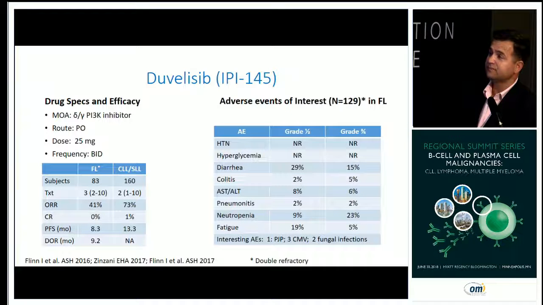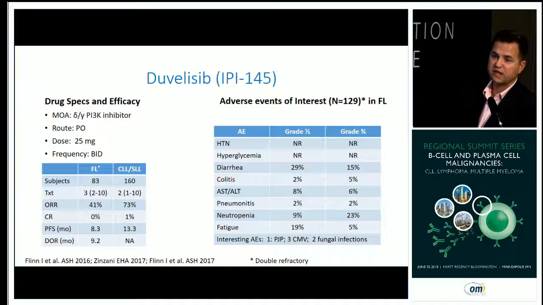Moving to duvelisib, formerly known as IPN-145, again, another drug that I got to experience in the early days of fellowship. This is a delta gamma inhibitor, so now we're engaging that class 1B G-coupled activation rather than a tyrosine kinase activation with the 1A classes. This is an oral drug given at 25 milligrams twice a day. The flip side here is this drug has more experience in CLL, SLL than follicular lymphoma.